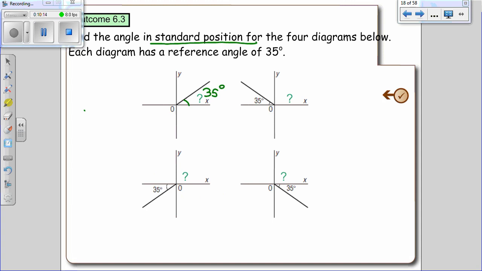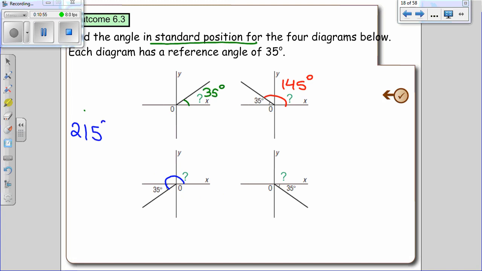Question B. You want to find the standard position angle. That is your positive x-axis around to your line. This one would be 180 minus 35. So the standard position angle will be 145 degrees. Go all the way to 180, back up 35 to get to that terminal arm. This one, the standard position angle would be all the way around to here. That would be 180 plus 35, which would be 215 degrees.